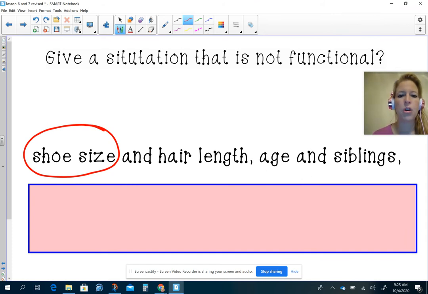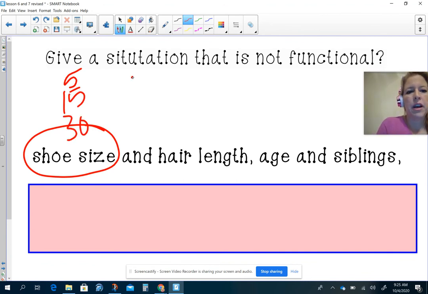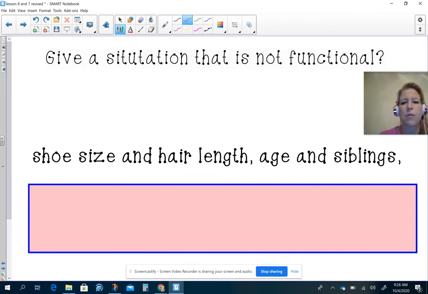Shoe sizes can't repeat. Now, what happens if I flipped it? I might very well have no repeating lengths on the hair. But I could have several hair lengths and the same shoe size. And that is absolutely okay. But if I flipped it, would that be okay? No, I'd have definitely repeating. Okay, what about age and siblings? Now, I'm thinking of my classroom here. So, how many of the same ages do we have?